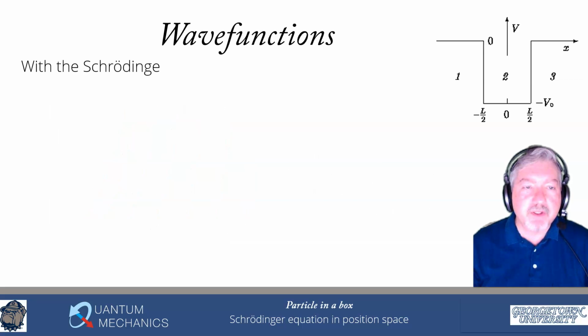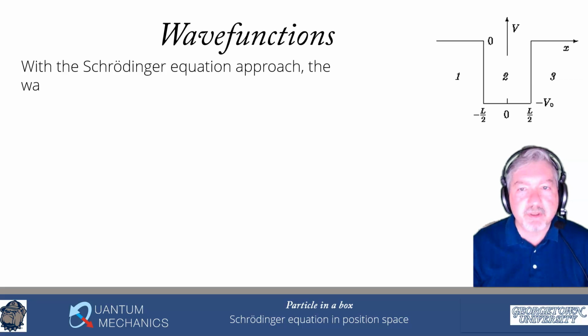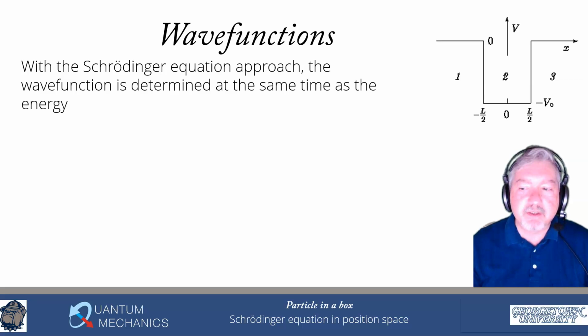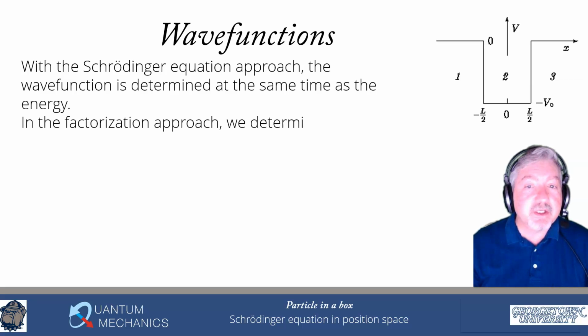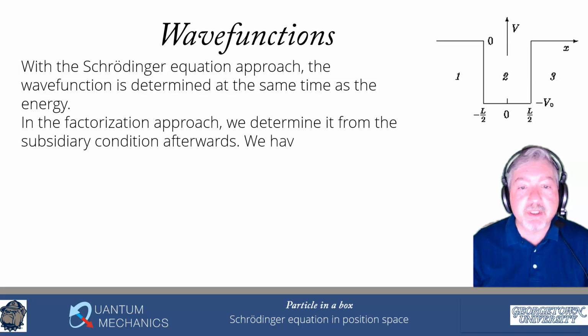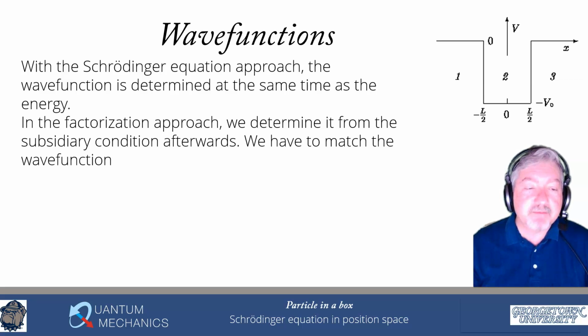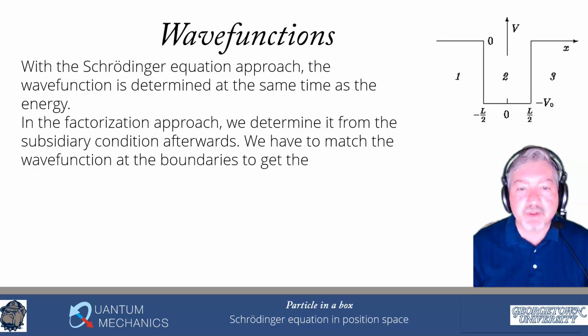Okay, now for the wave functions, with the Schrodinger equation approach, you get the wave functions at the same time that you get the energy eigenvalues. Of course, you still have to normalize them, and that's often a painful exercise, even for a simple problem like a particle in a finite square well. In the factorization approach, we actually determine the wave functions from the subsidiary condition afterwards. We have to match the wave function at the boundaries in order to make it work.